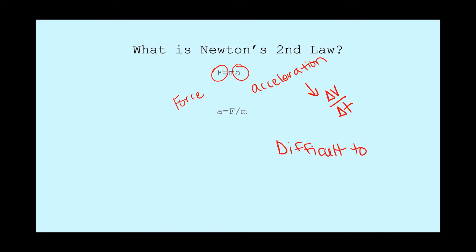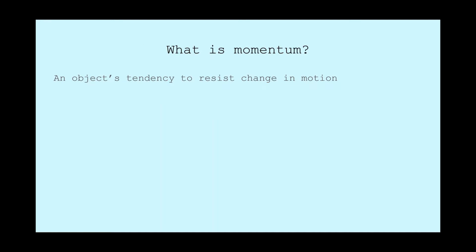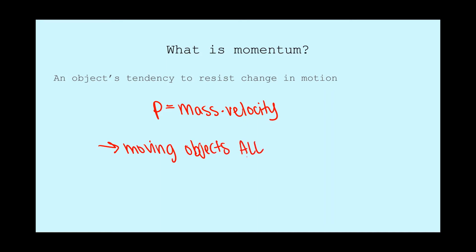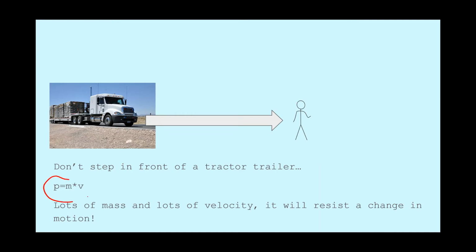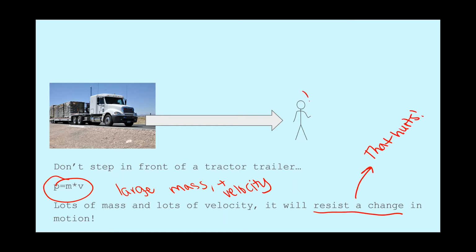However, acceleration and force are two quantities that are difficult to measure or directly observe, so we can use momentum to simplify this. Momentum is an object's tendency to resist change in motion. Momentum is equal to the mass times the velocity, and all moving objects have momentum. This is the same reason why you wouldn't want to step in front of a moving tractor trailer. With a large mass and a large velocity, it will resist change in motion, and that hurts.